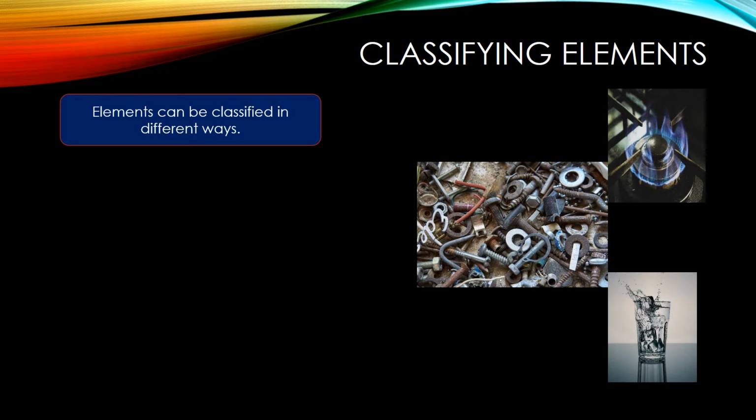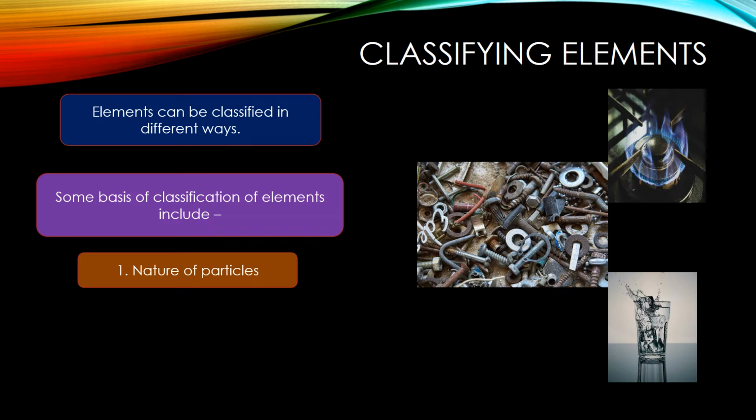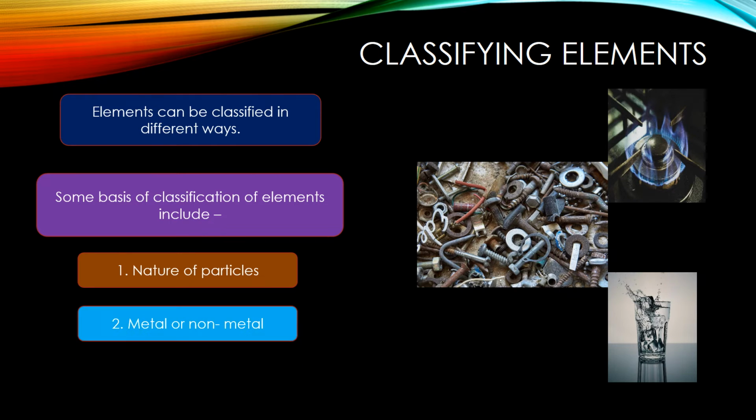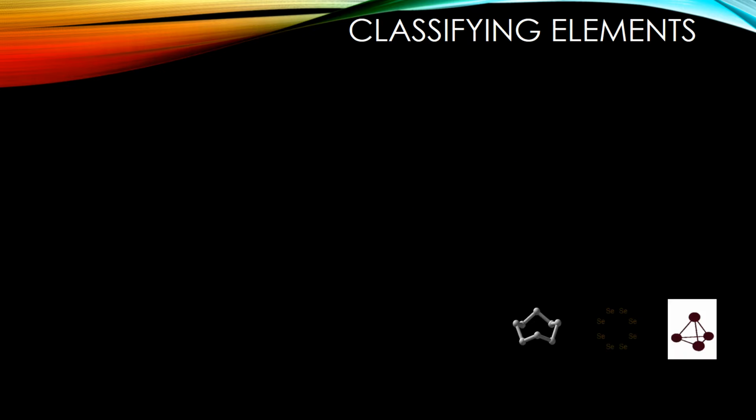So how do we classify elements? Elements can be classified in different ways. One, based on the nature of particles that make up the elements. Two, based on the metallic properties of the element. And three, based on their physical states.